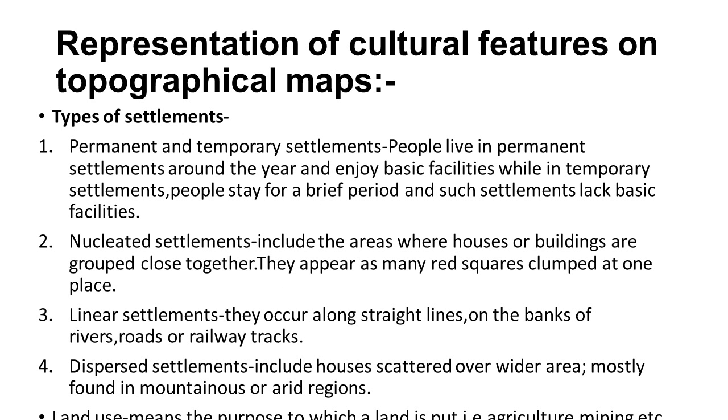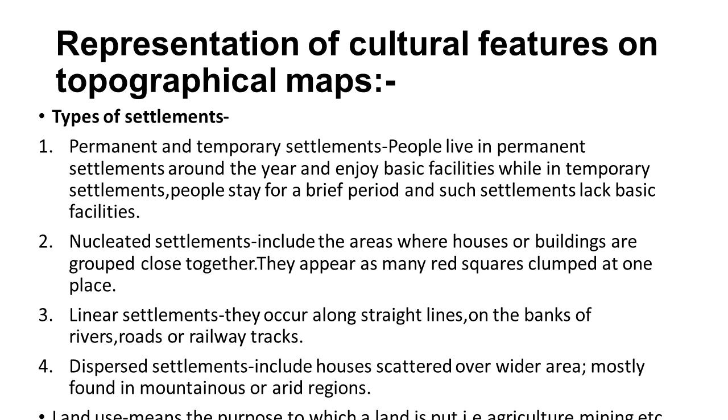Representation of cultural features on topographical maps. Now, representation of features. First, we will take types of settlements. Well, there are many types of settlements shown on a topographical map. First is permanent and temporary settlements.